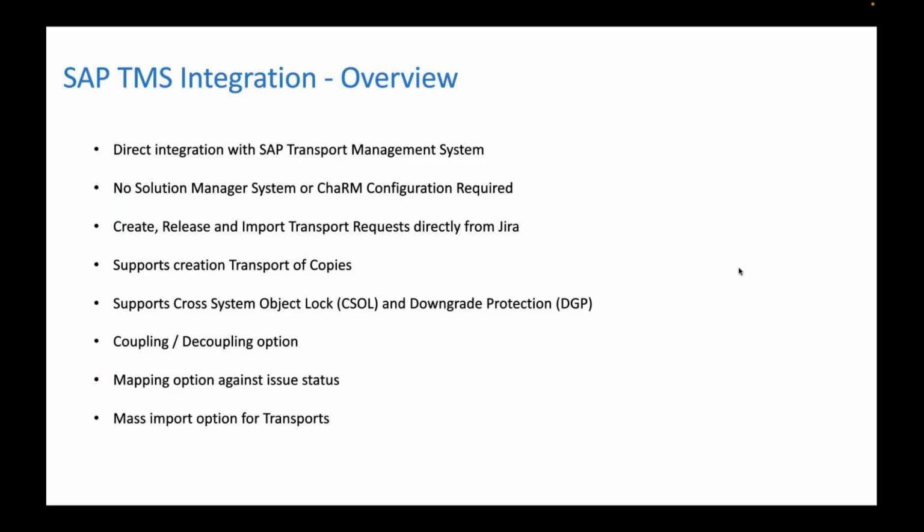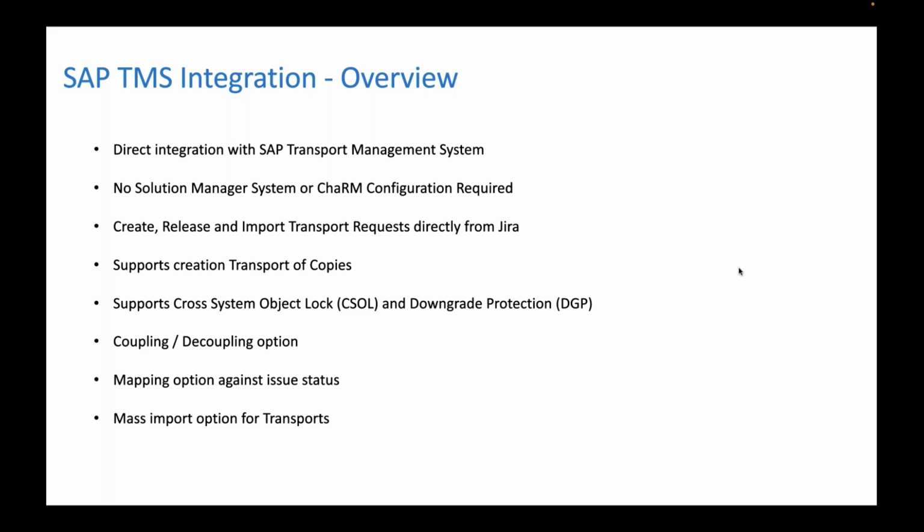So here are some of the features or options in the connector. It's a direct integration between the third-party application and SAP Transport Management, or STMS. There is no middleware, there are no additional servers or anything in between. It's a direct connection between the third-party system and SAP system. So you don't need to have Solution Manager or Charm for this integration to work. It's a direct integration with the TMS.